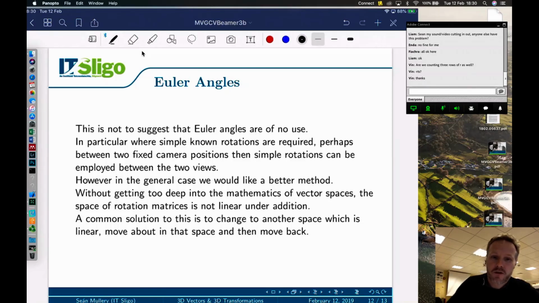So a common solution to this is to change to another space which is linear, and move about in that space and then come back again, then do your mapping back to it. And before the end of this evening we'll get to that.